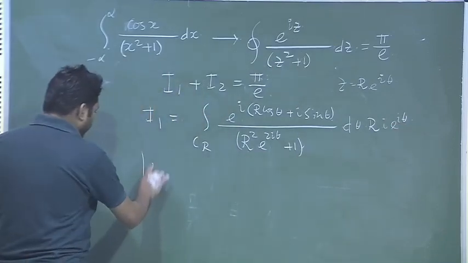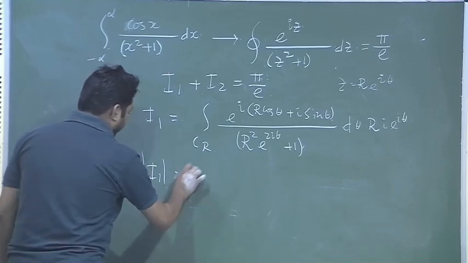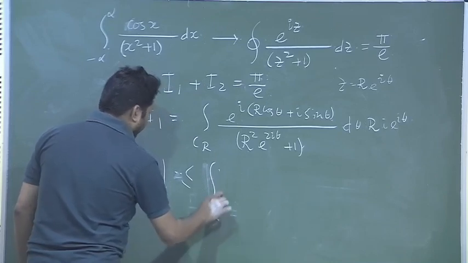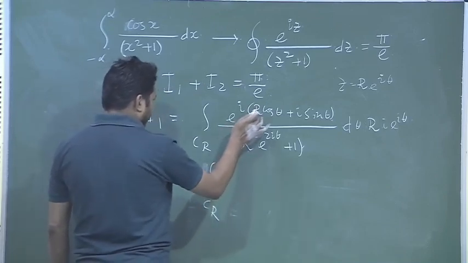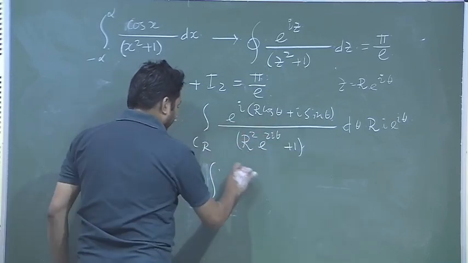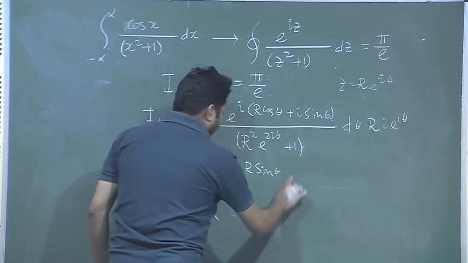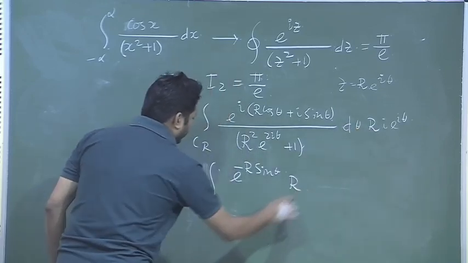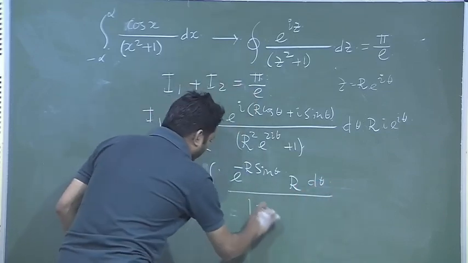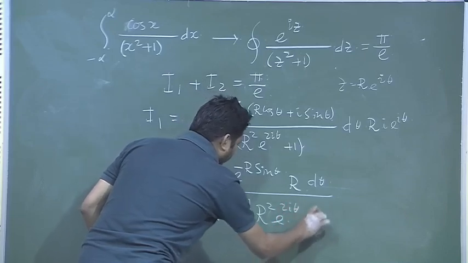Now, if I put the limit here on I1, again the mod of these things will be less than or equal to the integral over CR of the mod of these things. The mod of these things is e to the power of, one term will come out as r sin theta and r will be here, and the other term is going to vanish. d theta is also here when I took the mod, and the downstairs I have mod of r square e to the power 2 i theta plus 1.